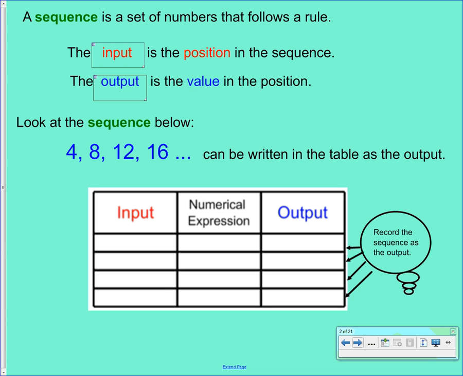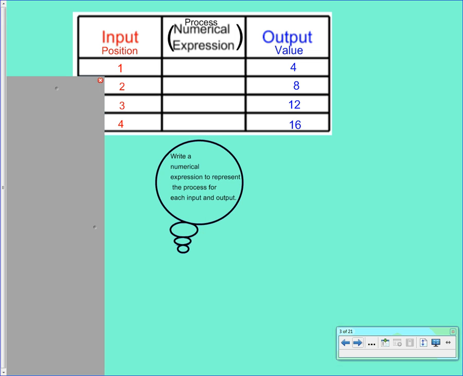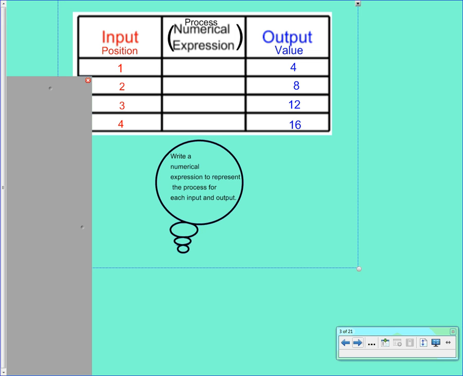So if I have the sequence 4, 8, 12, 16, I would write it as 4, 8, 12, 16. Here are my values. And I would label over here their position as 1, 2, 3, 4. So 4 is the first one, 8 is the second one, 12 is the third one, 16 is the fourth one. So oftentimes when we've got a table with these input-output tables, we need the numerical expression or the process.